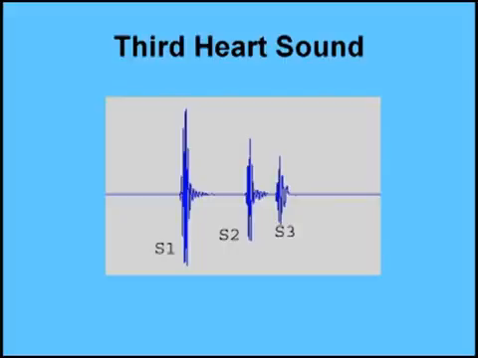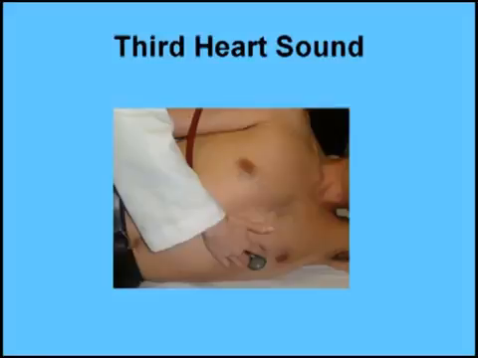The third heart sound occurs in early diastole, shortly after the second heart sound, as shown by this phonocardiogram. Listen to a patient with the third heart sound. I will begin with 3 normal beats and then add the third heart sound. The third heart sound is heard best at the cardiac apex with the patient in the left lateral position.